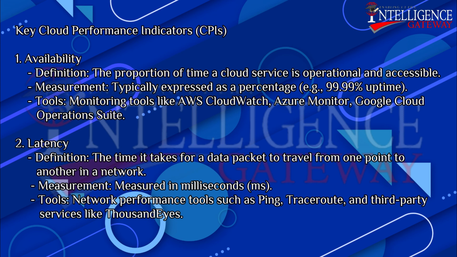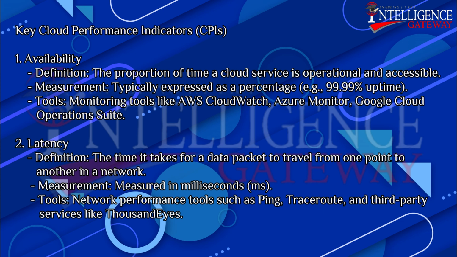1. Availability. Definition: the proportion of time a cloud service is operational and accessible. Measurement, typically expressed as a percentage, e.g., 99.99% uptime. Tools. Monitoring tools like AWS CloudWatch, Azure Monitor, Google Cloud Operations Suite.